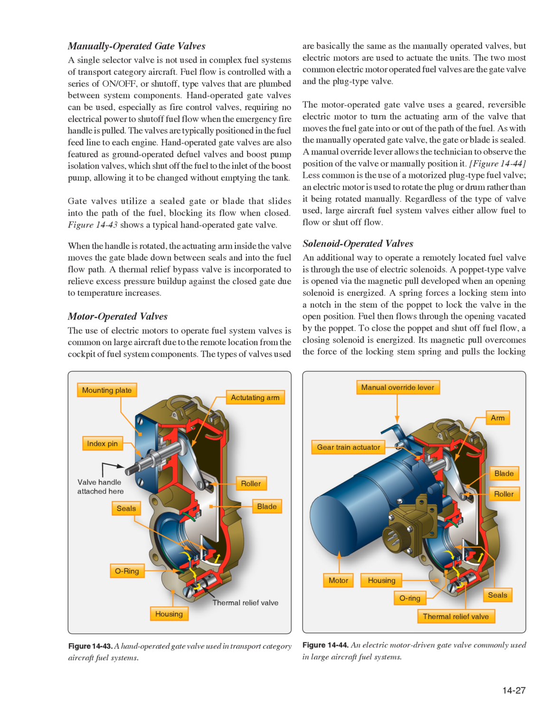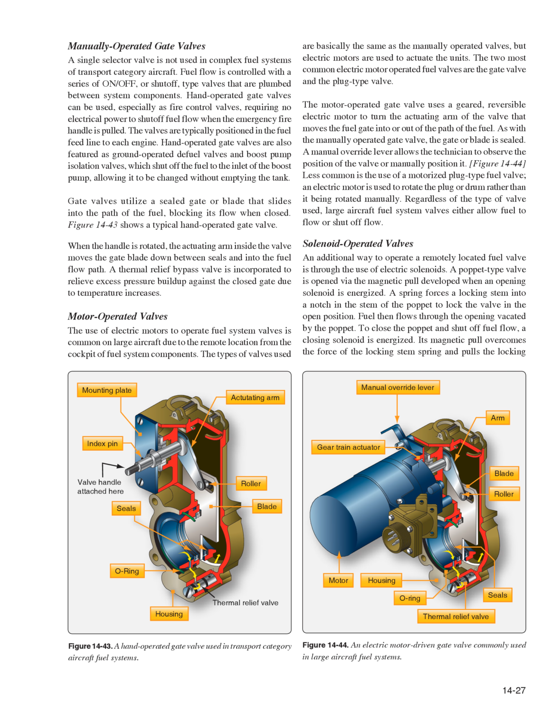The use of electric motors to operate fuel system valves is common on large aircraft due to the remote location from the cockpit of fuel system components. The types of valves used are basically the same as the manually operated valves, but electric motors are used to actuate the units. The two most common electric motor-operated fuel valves are the gate valve and the plug-type valve. The motor-operated gate valve uses a geared, reversible electric motor to turn the actuating arm of the valve that moves the fuel gate into or out of the path of the fuel. As with the manually operated gate valve, the gate or blade is sealed. A manual override lever allows the technician to observe the position of the valve or manually position it.